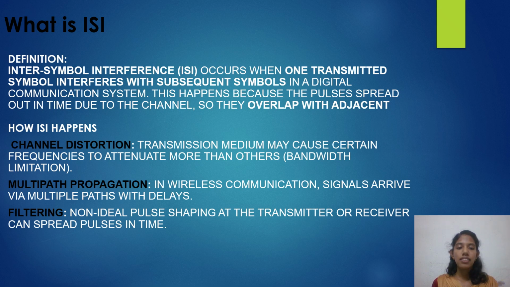How does ISI happen? Channel distortion: the transmission medium may cause certain frequencies to attenuate more than others. Multipath propagation: in wireless communication, signals arrive via multiple paths with delays. Filtering: non-ideal pulse shaping at the transmitter or receiver can spread pulses in time.